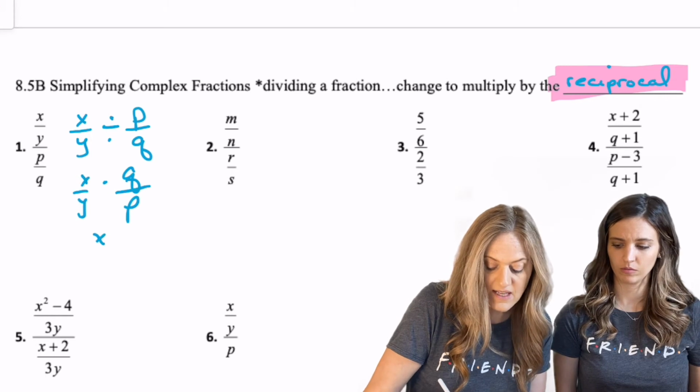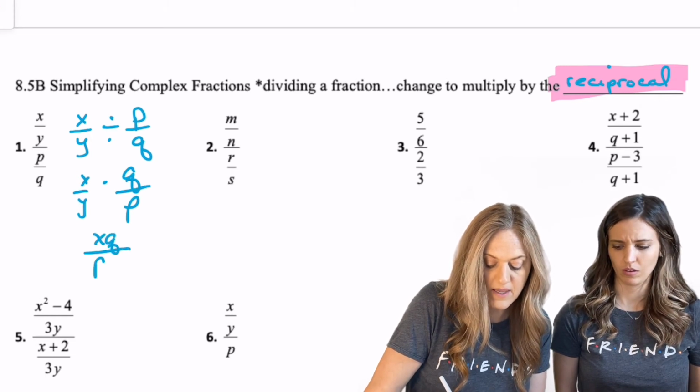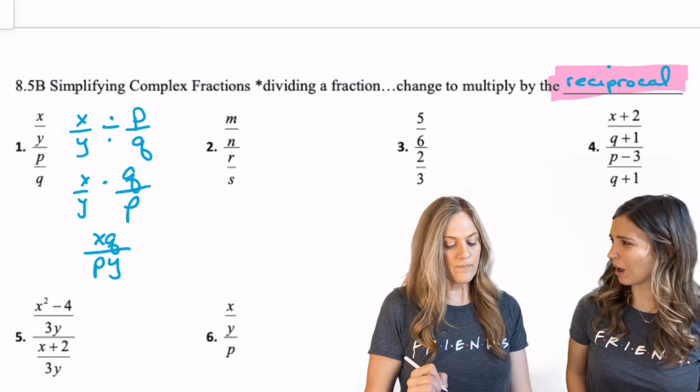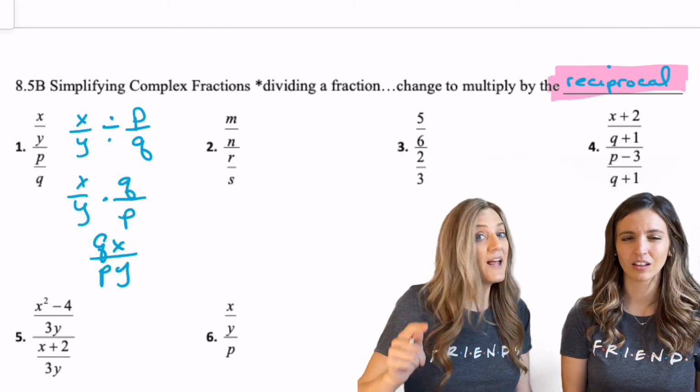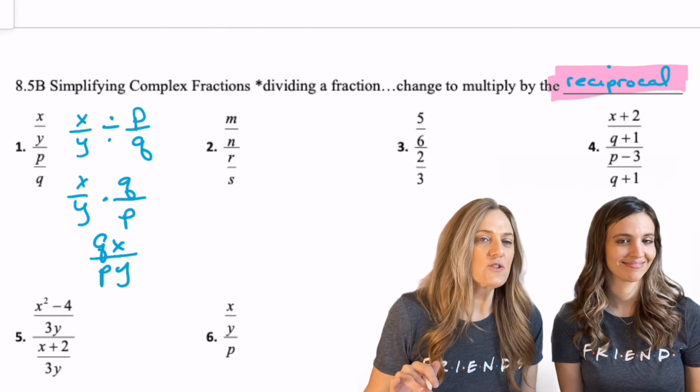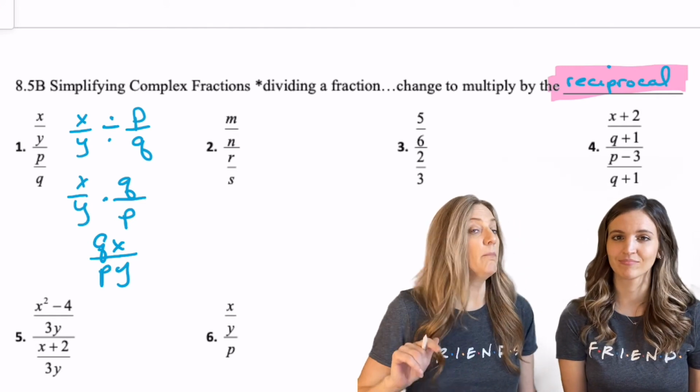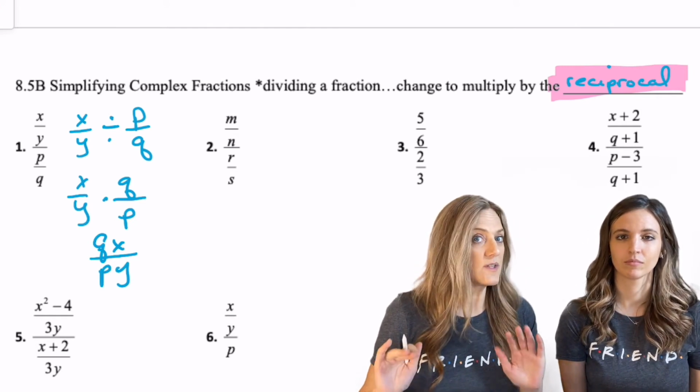So this is just xq divided by py. Wait, so you didn't need a common denominator to multiply? No common denominator needed when you multiply or divide. Finish out this row. Remember to change it to multiply by the reciprocal. Don't skip the step.